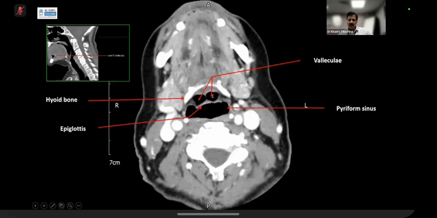By definition, please remember, valleculae are part of the oropharynx, and they are not part of the supraglottic larynx. So remember that. We will revisit this shortly. Now, anteriorly, you can see the hyoid bone, and this is the hypopharynx. And you can see these sinuses on the right and left, which will be better seen on the next slice. So you see the slice is going like this.